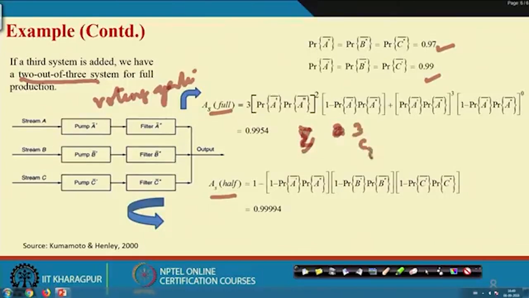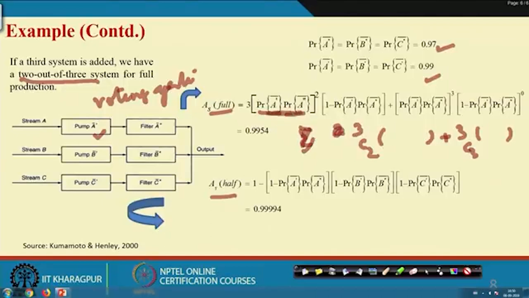So, 3 choose 2 and some combination, the probability will be there, plus 3 choose 3 and the probability will be there. When we say there are three streams, stream A, stream B, stream C, their availability is what? Probability of A, and probability of A dot, and probability of A double dot bar success. Similarly the second one, similarly the third one, and because each of the streams A dot, B dot, C dot bars, we have said that they are equal, we can write only in terms of A, no problem there.